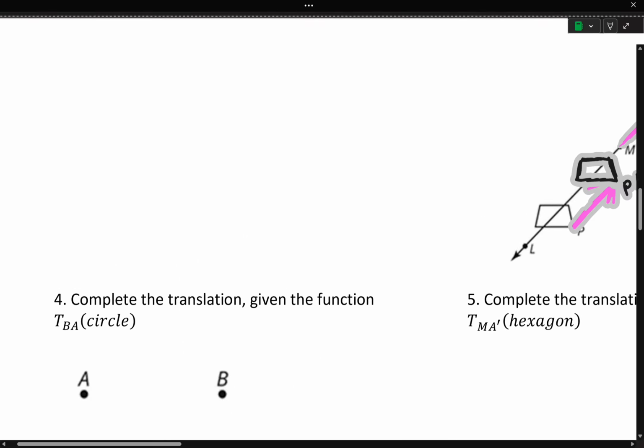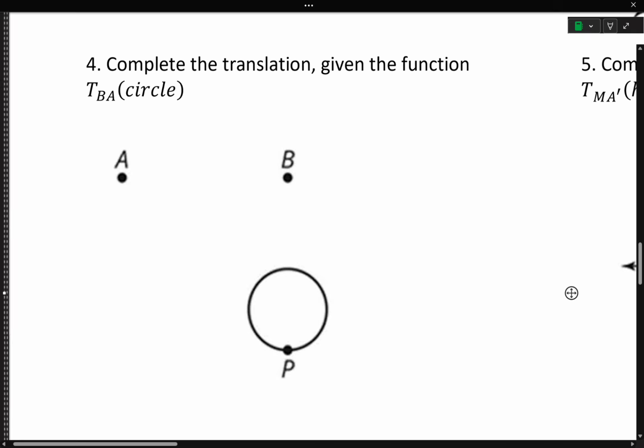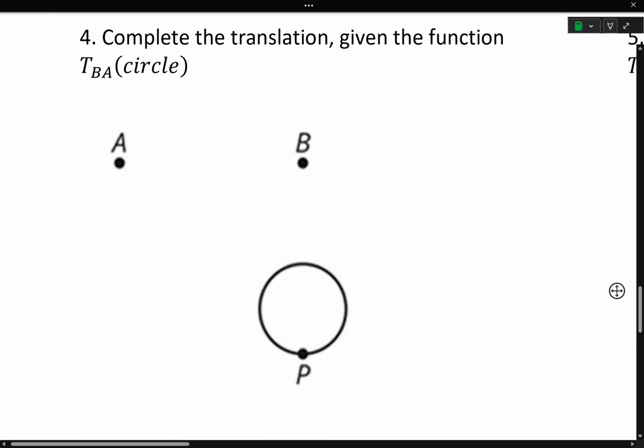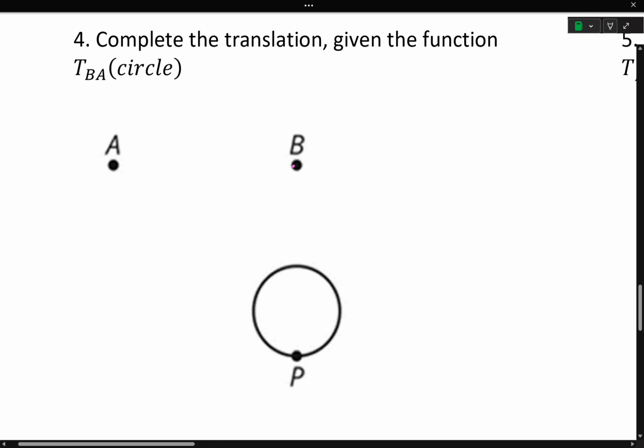Let's try number 4. Complete the translation. T BA circle. What this means is translate the circle in the distance and direction of BA. Let's do it. BA, let's draw the arrow. And then we're going to create that same arrow down here.